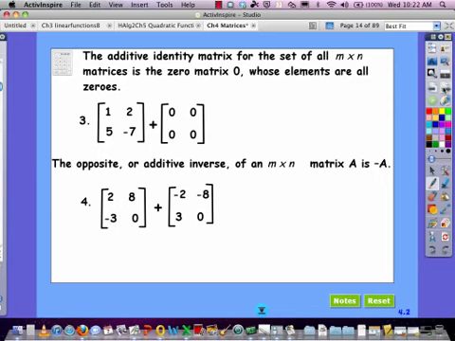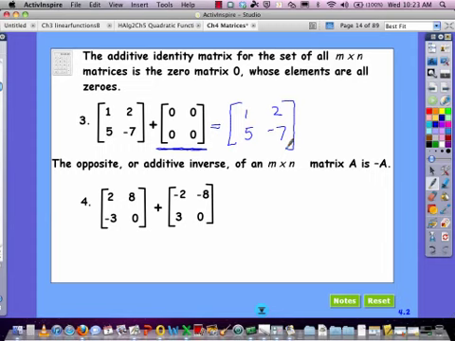There are 2 special types of matrices. The first one, called the additive identity matrix, for the set of all matrices, m by n, is the zero matrix. So this additive identity matrix, the zero matrix, has zeros in every single slot. And so when we would add the additive identity to any matrix, we should get back what we started with. So in this case, we got back to our original 1, 2, 5, -7 matrix, a nice 2 by 2.